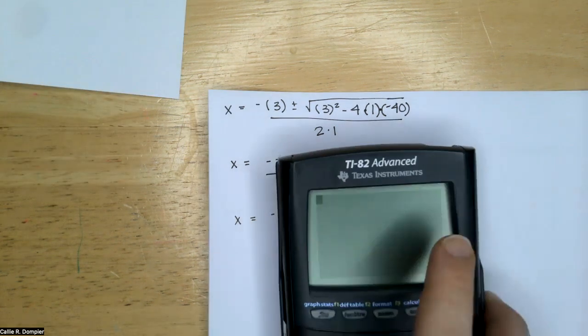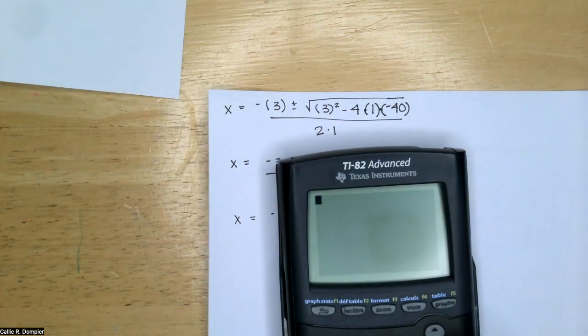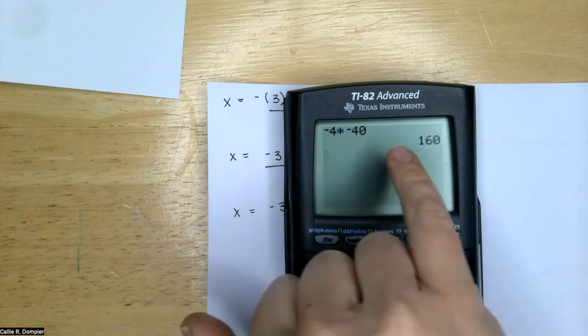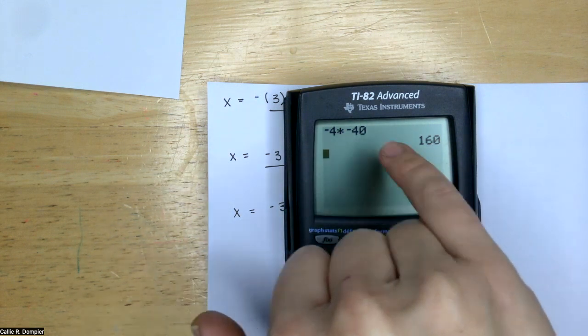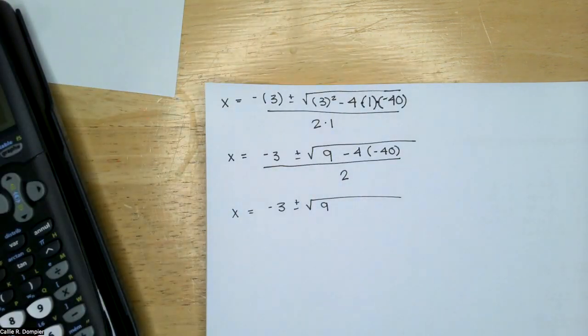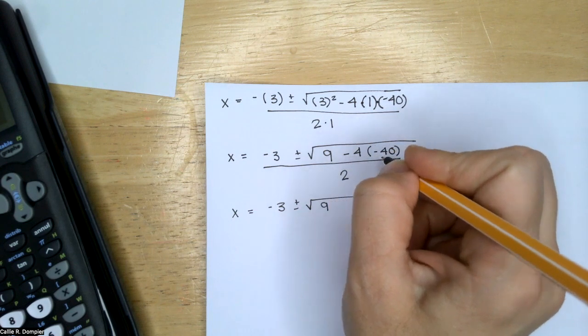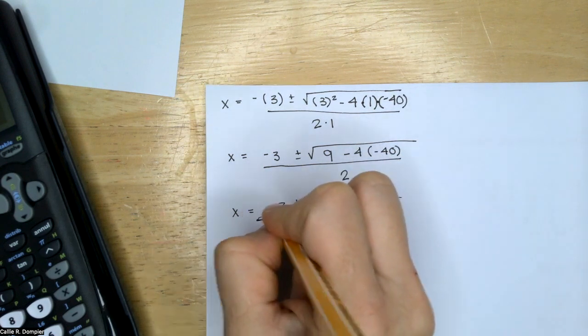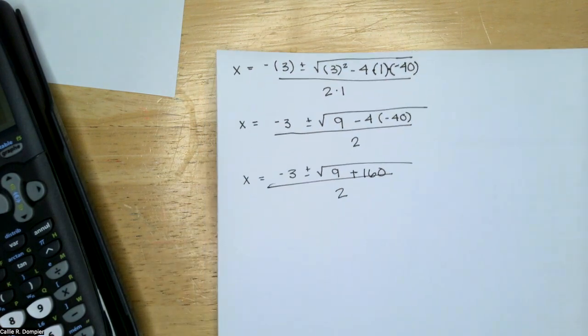All right. 4 times 4 is 16, right? So negative 4 times negative 40. It's going to be a positive 160 because a negative times a negative becomes a positive. 4 times 4 is 16. And then the 0 is carried. So instead of minus 4 times negative 40, we're going to say plus 160 over 2.